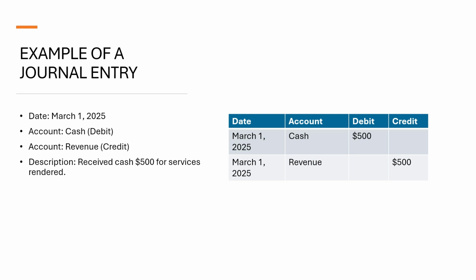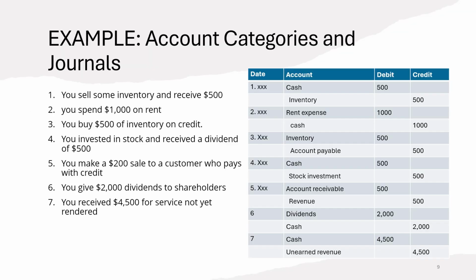Here is an example of a journal entry. On March 1, 2025, a company received $500 in cash for service. The cash account is therefore debited, and the revenue account is credited and recorded in the journal format. This follows the double entry principle. More examples. Here are some categories of accounts and their corresponding journal entries, illustrating how different financial transactions are recorded.